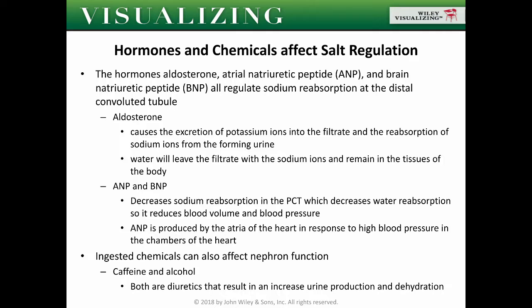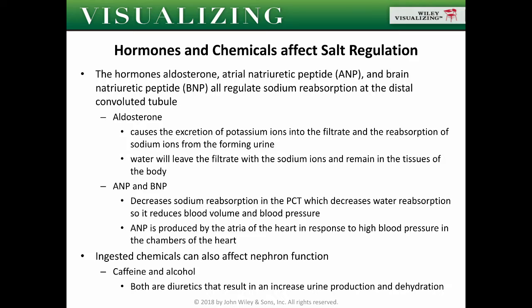Aldosterone causes the excretion of potassium ions into the filtrate and the reabsorption of sodium ions from the forming urine. So the water will leave the filtrate with the sodium ions and remain in the tissues of the body. Whereas ANP and BNP decrease the sodium reabsorption of the PCT, which decreases water reabsorption. So it reduces blood volume and the blood pressure. ANP is produced by the atria of the heart in response to high blood pressure in the chambers of your heart, whereas BNP is from the brain.